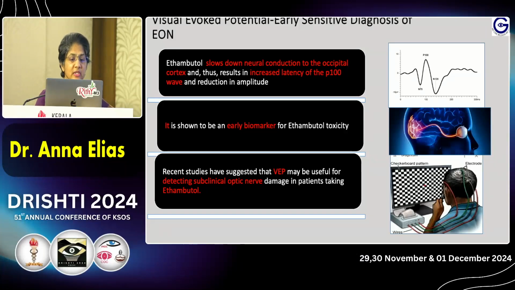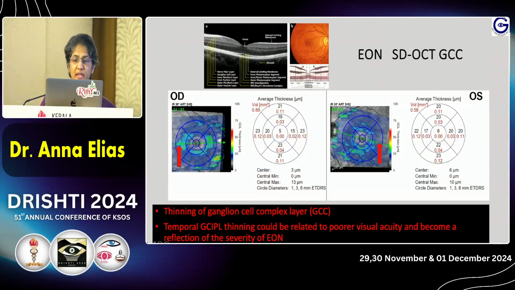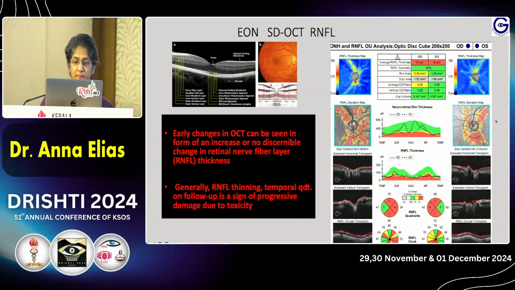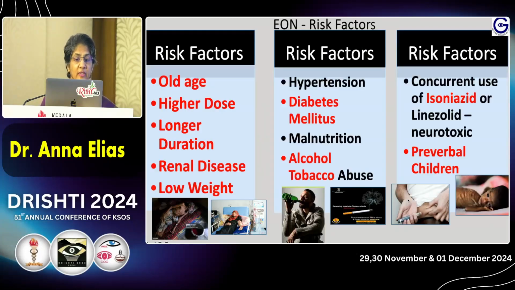So VEP is actually considered an early biomarker. Studies have shown that VEP can be useful for detecting subclinical optic nerve damage in patients taking ethambutol. That is, even before the vision actually reduces, if you do a VEP, you may get some early results. This is the SDOCT showing the ganglion cell complex. As you can see, there is severe thinning of the ganglion cell layer in both eyes, and temporal GCIPL thinning is actually a reflection of the severity of ethambutol toxicity. As far as RNFL thickness, in the initial stages, it may be normal or even high, but in the later stages, it shows thinning.